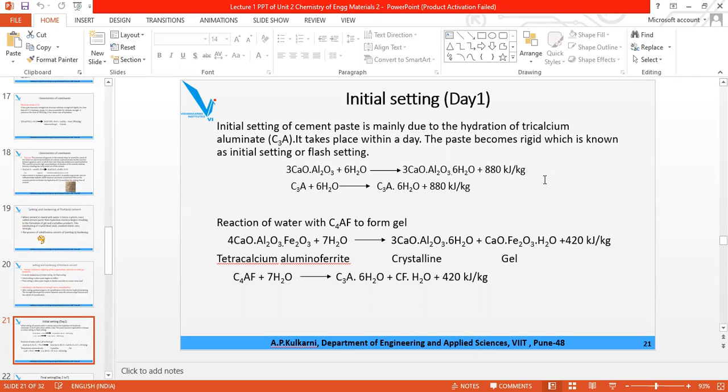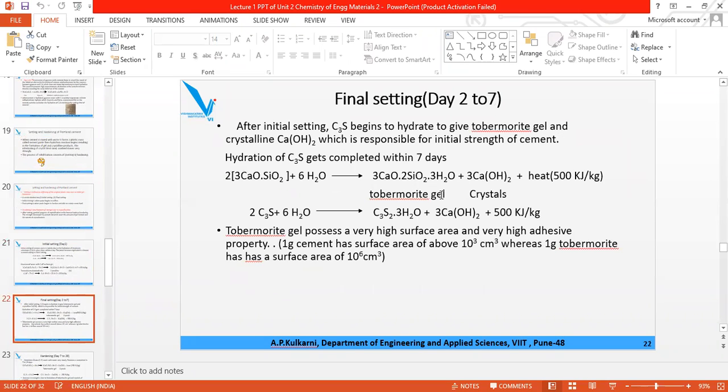Are you with me, everyone? Yes, ma'am. Okay, now the next one. After initial setting, we have to take C3S and C2S. For C3S, we have to take two molecules, as I have told you, 2 times in bracket 3CaO.SiO2, and 6H2O: 6 for the first, 7 for the second, again 6H2O for the third.